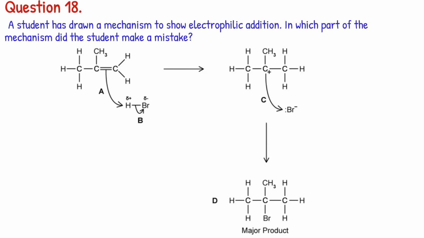Question 18. A student has drawn a mechanism to show electrophilic addition. In which part of the mechanism did the student make a mistake? The correct answer is C.